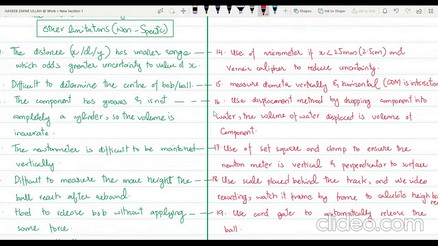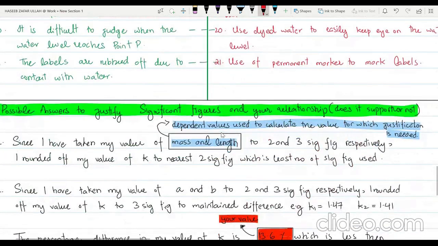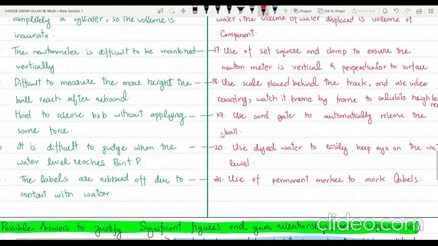We could watch it frame by frame to calculate the height as the scale is being placed behind it. So you could pause the video, watch it frame by frame, and then observe it. The other point is it is hard to release the bob without applying some force. This was also the error in that same scenario in which we were dropping the ball. So what we could do is use a card gate or an automatic clamp which could automatically release the ball as we send the signals.